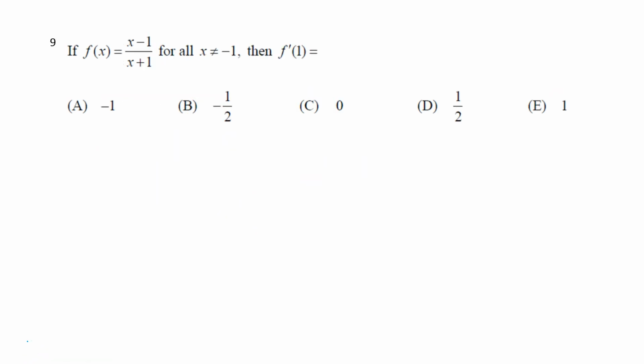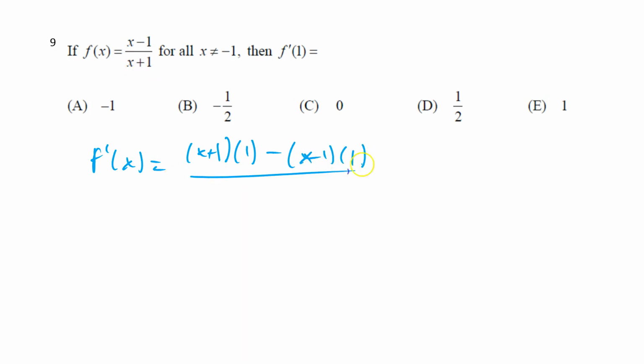All right. Here we've got a quotient of functions, so we have to find f prime of 1. So let's find f prime of x first. Low d high: x plus 1 times the derivative of the top, which is 1, because it's just linear, minus high d low: x minus 1 times 1, that's the derivative of the bottom, over the square of the low, x plus 1 squared. So that is x plus 1 minus x plus 1, because that negative distributes, all divided by x plus 1 squared.